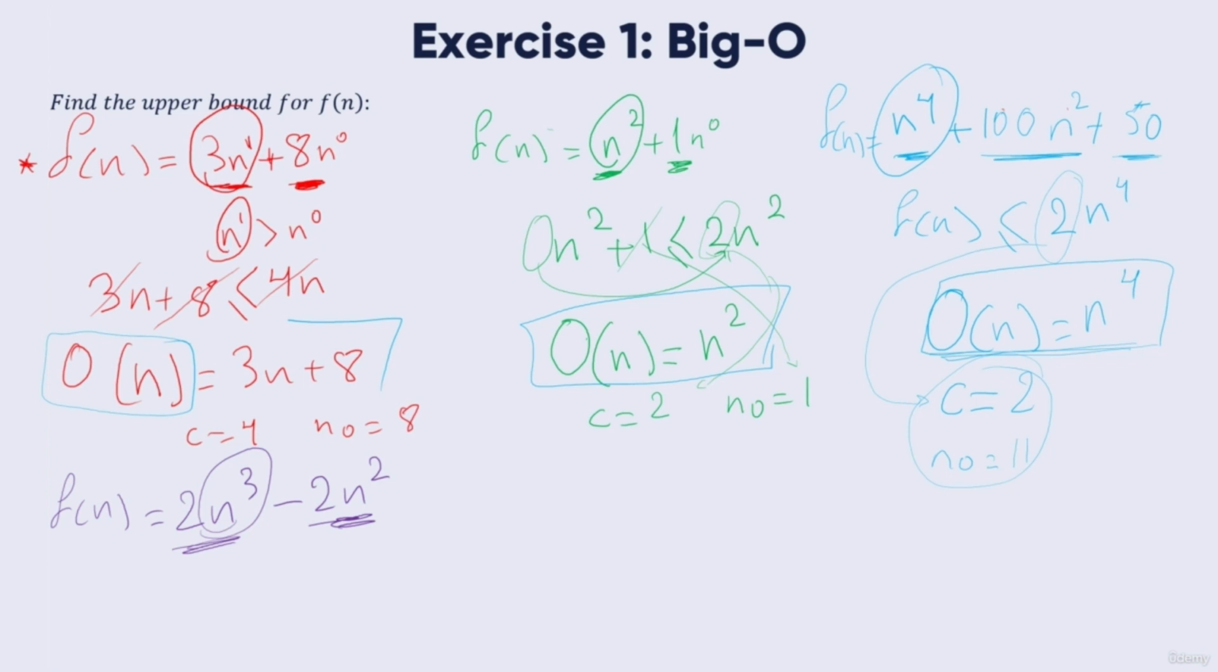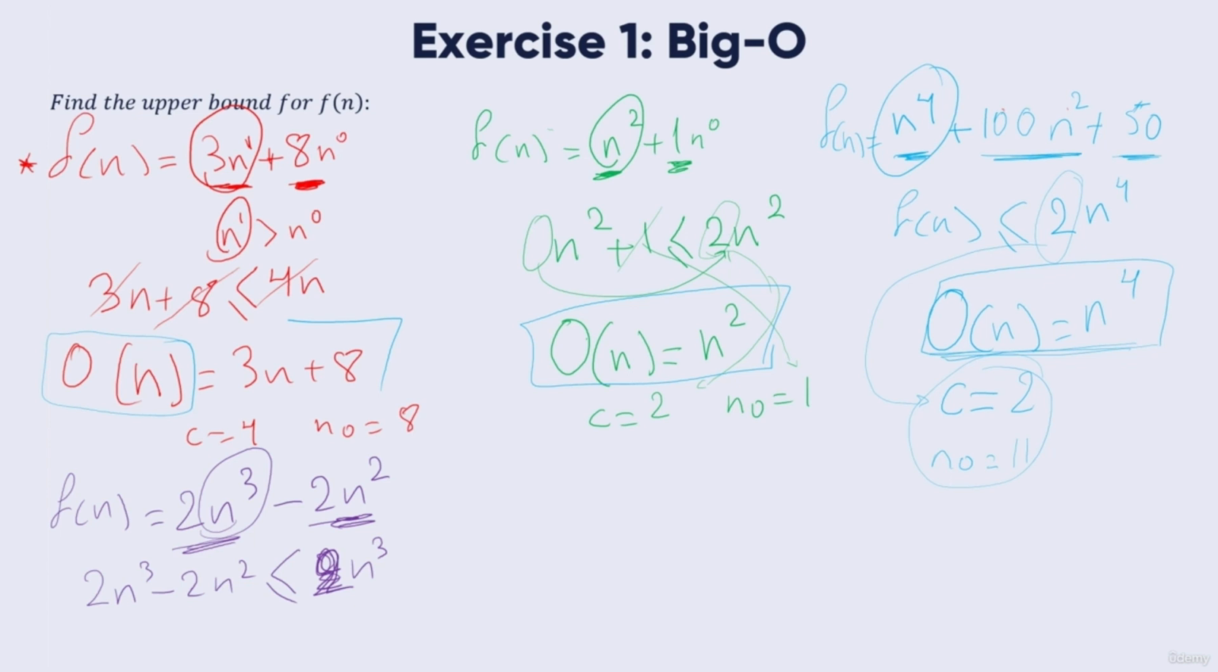Since we have 2n cubed minus 2n squared, the 2n cubed is being decreased. So this function 2n cubed minus 2n squared is less than or equal to n cubed. We don't need to put 3n here like before. We need to put 2n cubed, okay? Because 2n cubed is decreased by minus 2n squared.